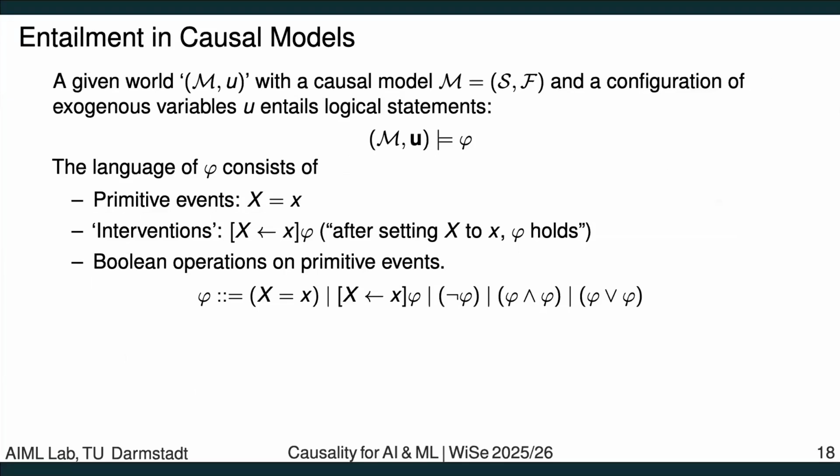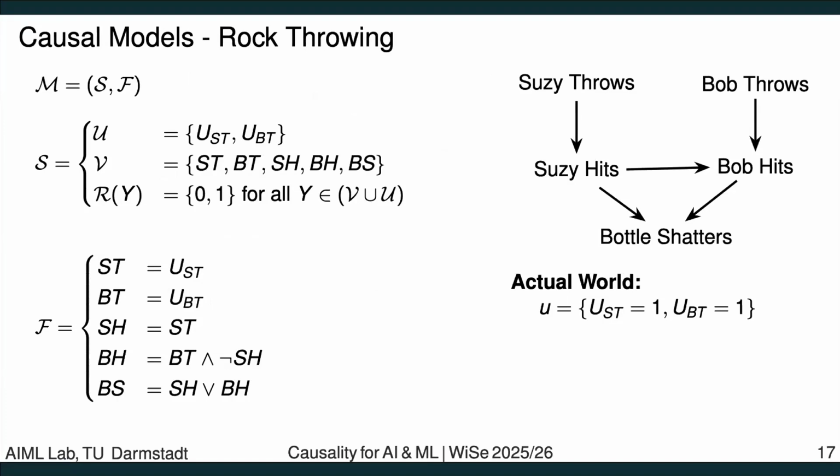Then this framework usually is more on the logical reasoning side of things. So what we have is that we say, well, I have my causal model M, I have my context or world U, and this then entails some sort of logical statement, which we then later want to reason about. This logical statement can either be a primitive event, so some setting of some variable. For example, if we say U says ST, so Susie throws is 1, then a statement that follows from it is that the bottle shatters, for example.